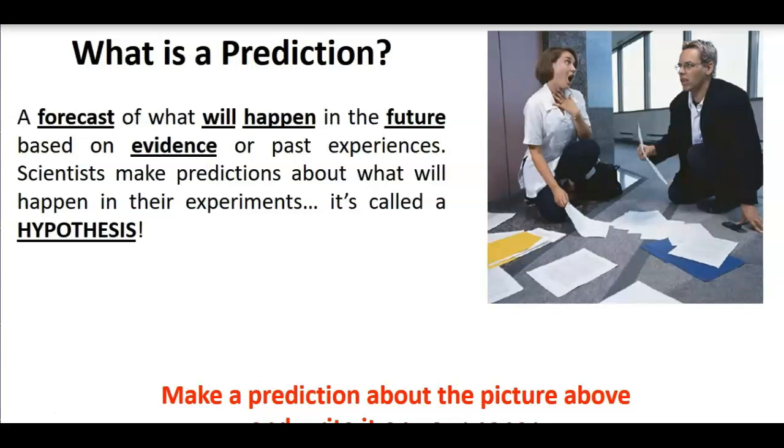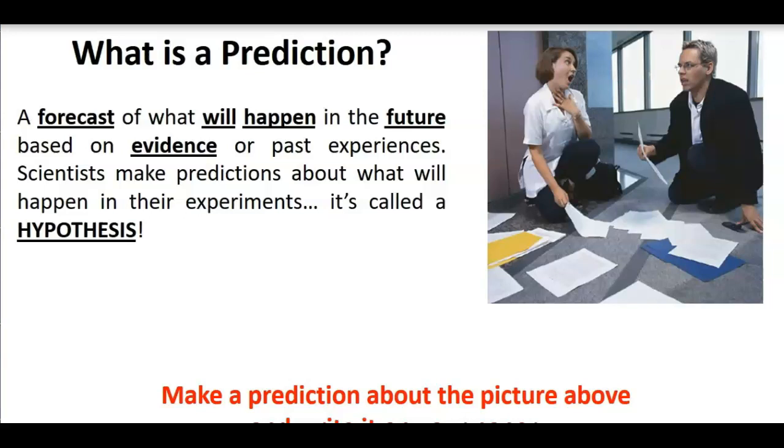A prediction is a forecast of what will happen in the future based on the evidence or past experiences. When scientists make predictions, we call that a hypothesis. If you think about prediction and forecast, those words, if you think about the news, if you ever watch the weather, the meteorologists make a forecast, right? They give you a prediction about what the weather will be in the future. We don't know if that's going to be accurate or not, so we're not sure about their hypothesis.